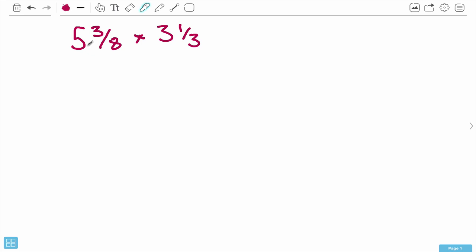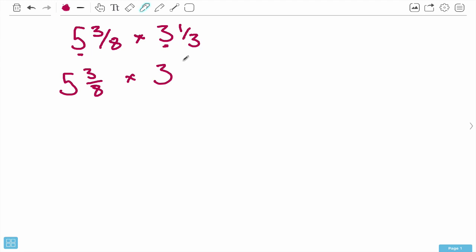When we're going to multiply these mixed numbers like this, what we have to do is turn these into improper fractions. The best and easiest way to do that is like this. So we'll have 5 3/8. We'll rewrite it so it's a little bit easier.